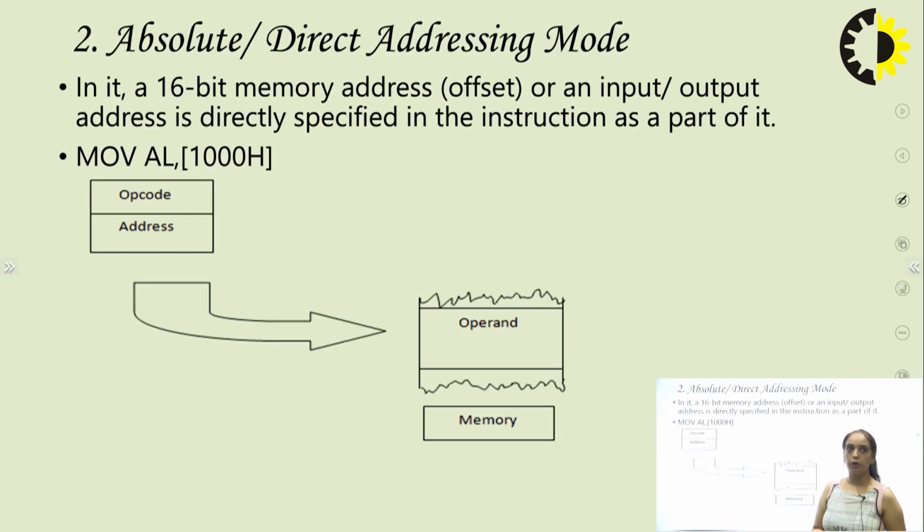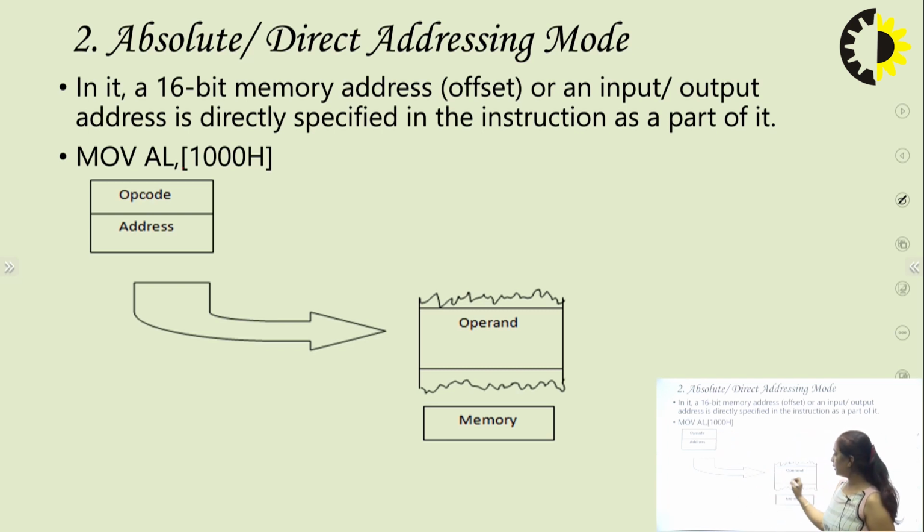Then we have absolute or direct addressing mode. In this addressing mode, your 16-bit memory address, or offset address, is directly specified in the instruction as a part of it. For example, MOV AL, [1000H]. The brackets state that the number written in them is an offset address, and we are going to calculate the physical address. The byte present at that physical address will be copied to AL, right?